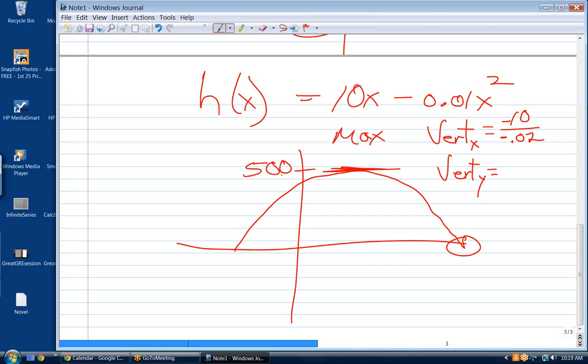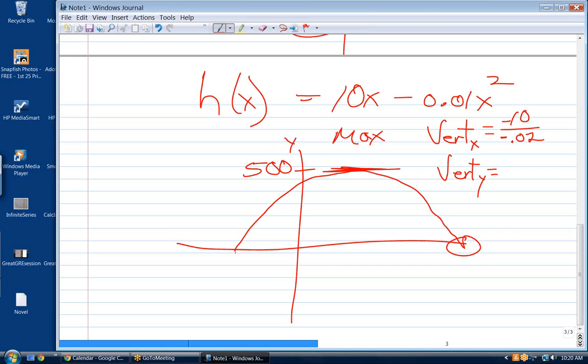Okay. So that's the height. So 500. So we plug that in. No. No, that's just the vertex. So that's the height. That's the y-coordinate. That's h of x right there when the cannonball hits its height.